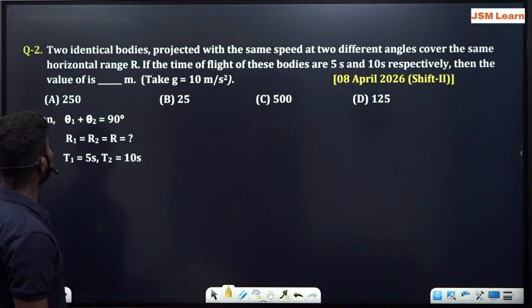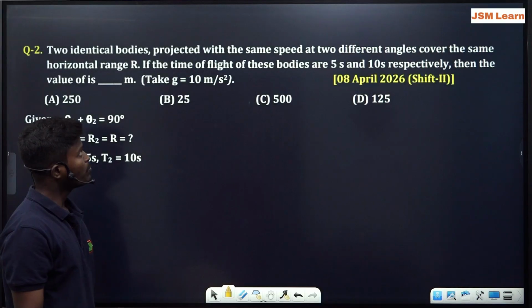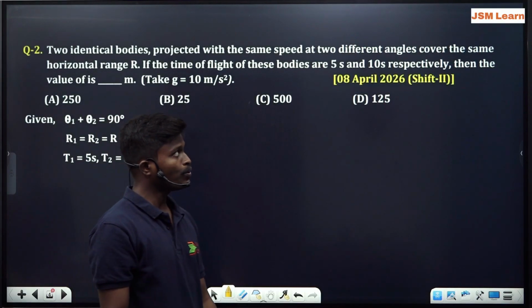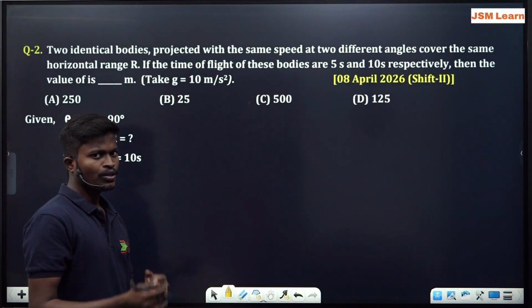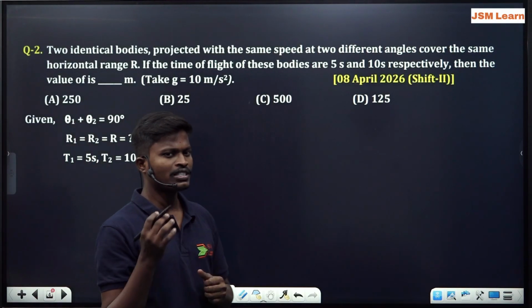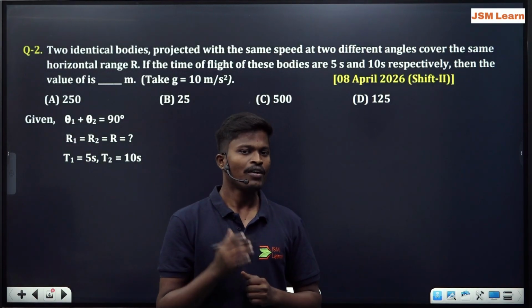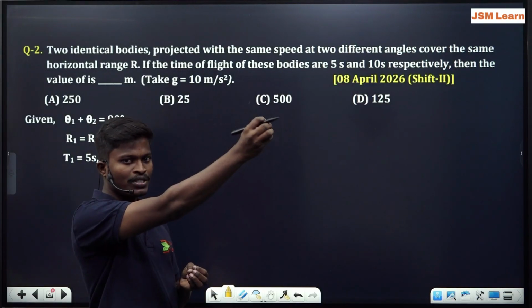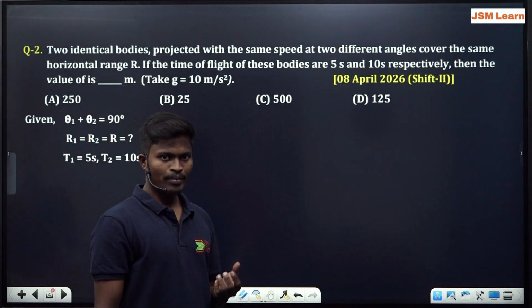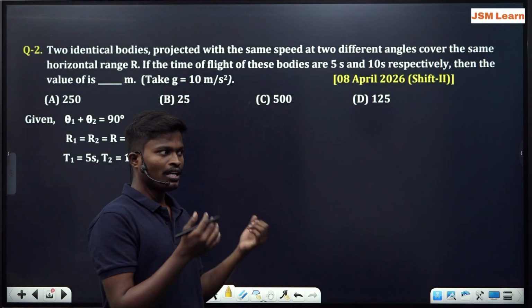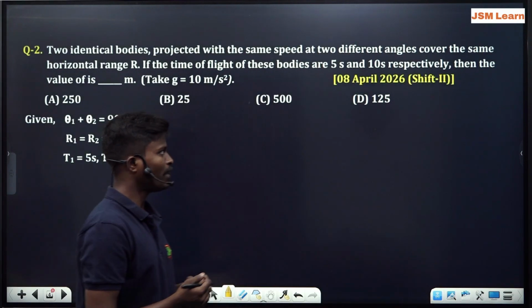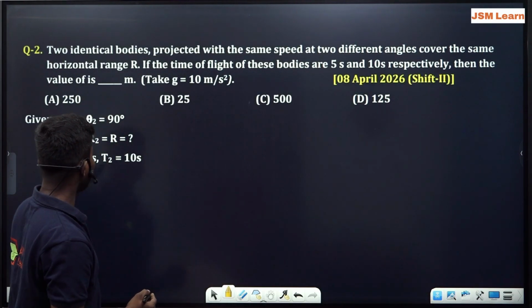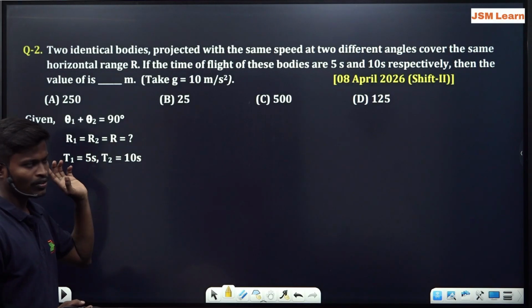Here comes the next question. Two identical bodies projected with the same speed at two different angles cover the same horizontal range. So when we get same horizontal range for same speeds and identical bodies, these two bodies are projected at complementary angles. It may be 30-60 or any angle like 37-53, any complementary combination of angles. So the range is common. So R1 = R2 = R.